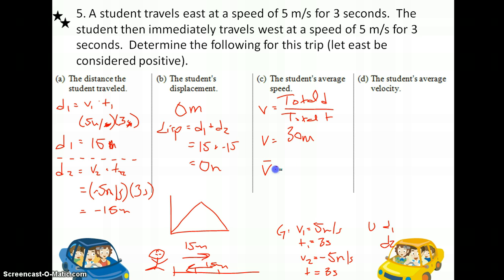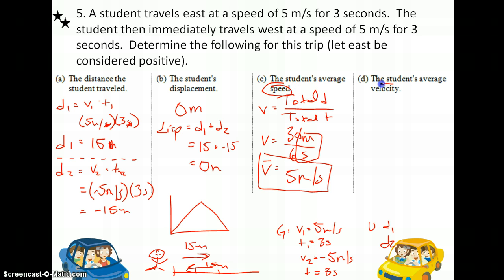So our average speed is 30 meters over our total time, which is 6 seconds. Plug 30 over 6 into your calculator and you get 5 meters per second. Again, you can cut the symbols out and put them down there. So our final answer for C is 5 meters per second. This is the student's average speed.